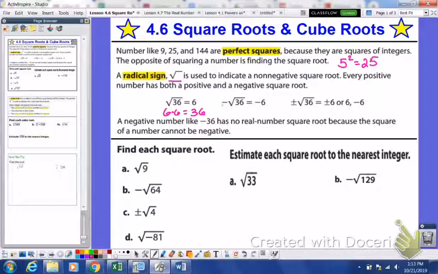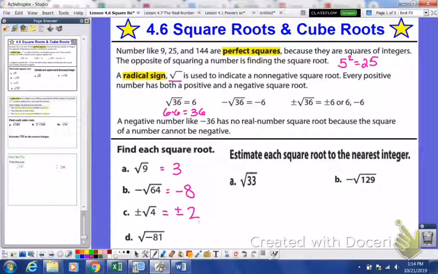All right, if we take a look here, find each square root. With the square root of 9, I want to think what times itself equals 9. So that would be 3. Then I have negative square root of 64. Again, what times itself equals 64. Negative on the outside, so 8 times 8 is 64, and our answer is negative 8. For C, we have plus minus the square root of 4. So I know I'm going to have a positive and a negative, and 2 times 2 gives us 4, so we have plus or minus 2.